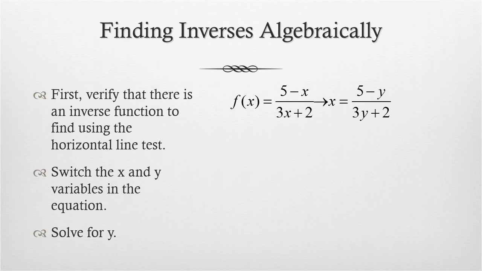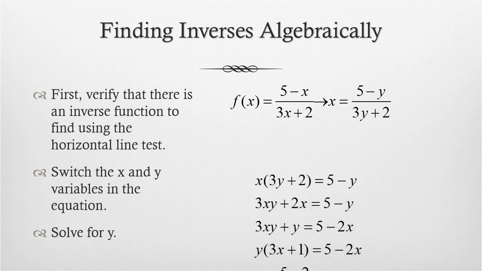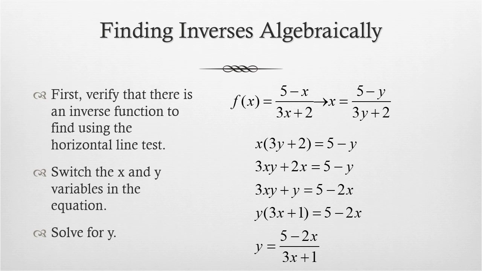So here's the first thing we do. We take f of x equals (5 minus x) over (3x plus 2), and we change it to x equals (5 minus y) over (3y plus 2). So we just swapped out the x's and the y's. Here's where it gets interesting. We're going to multiply both sides by 3y plus 2. So we have x times (3y plus 2) equals 5 minus y.